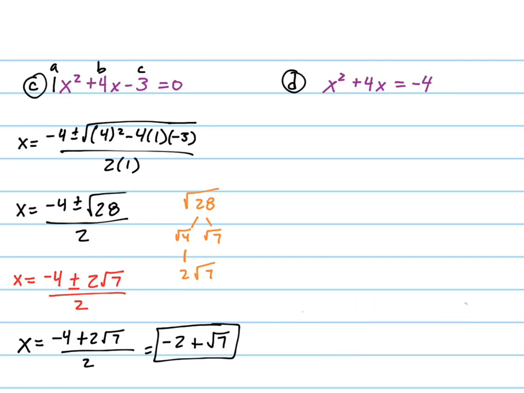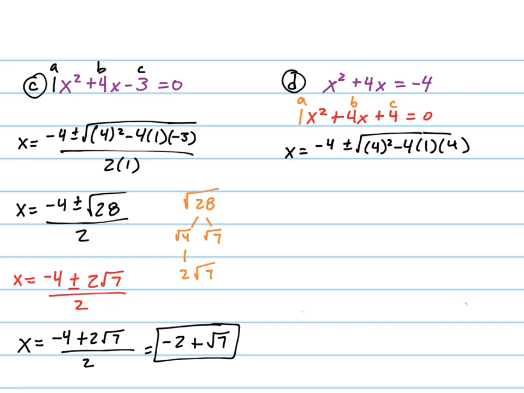So example D, once again, we're not in the right form. We have to move the negative 4 over. So x squared plus 4x plus 4 equals 0. Your a value is 1, b is 4, c is 4. So now we're looking to solve this. Well, x equals negative b plus or minus the square root of 4 squared minus 4 times 1 times 4, and this is going to all be over 2 times 1.